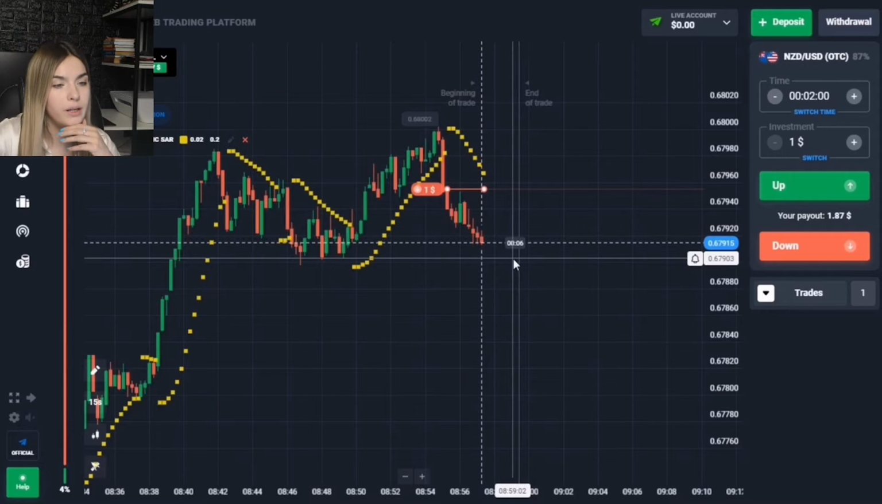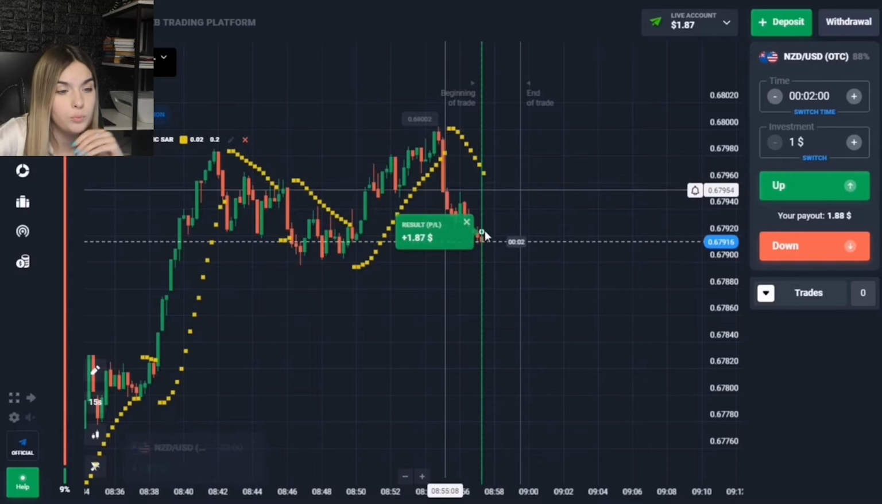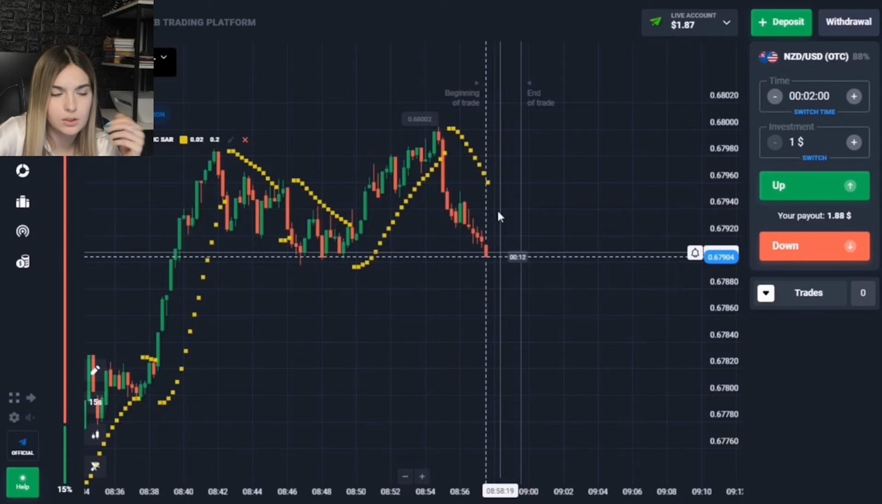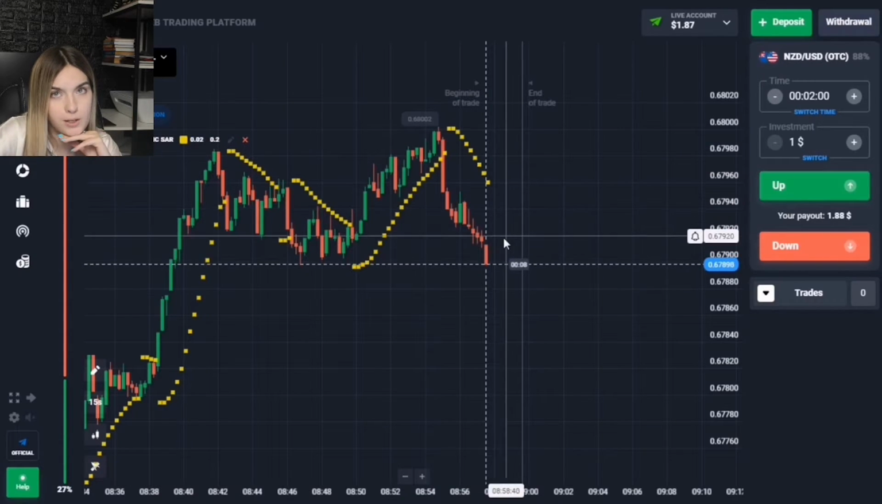Well friends, not bad. The price continued the downtrend, and we get a profit here. The indicator suggested a good entry point to us. The price really continued the downtrend. That's how this indicator works. It suggested a reversal point at the upcoming price movement.